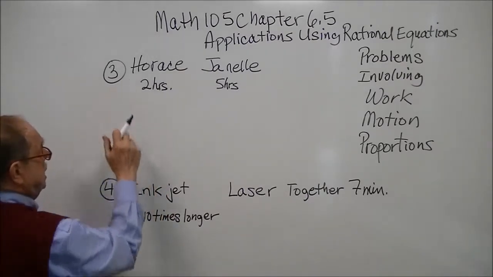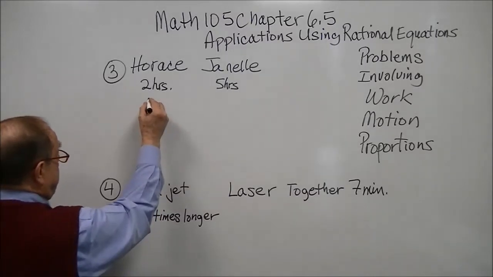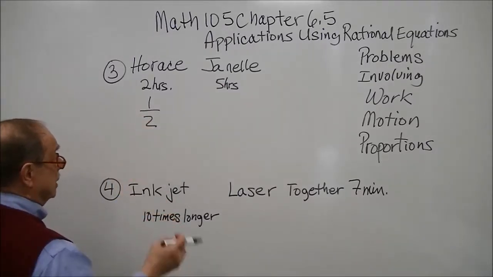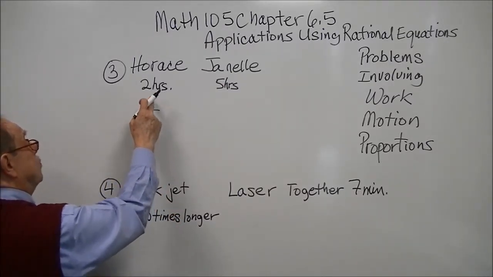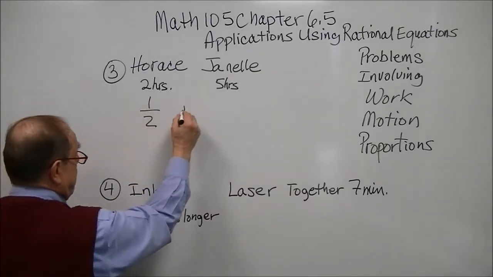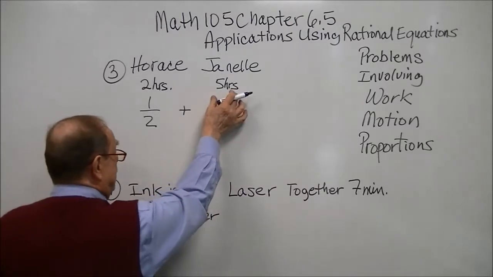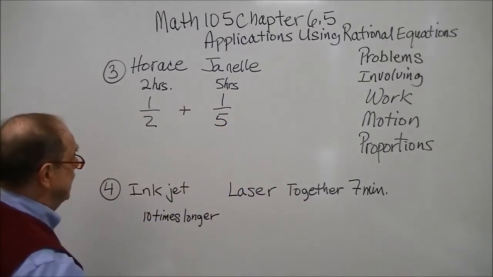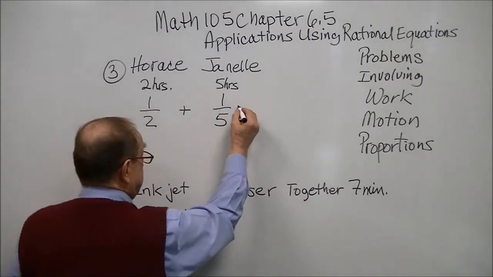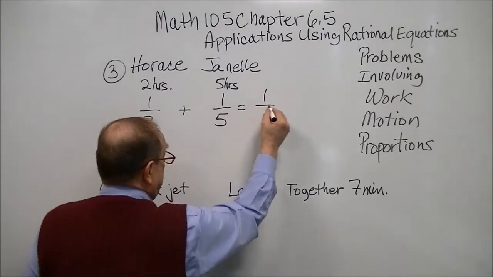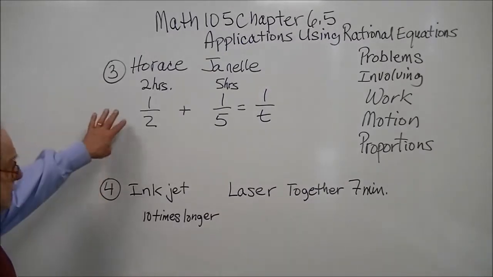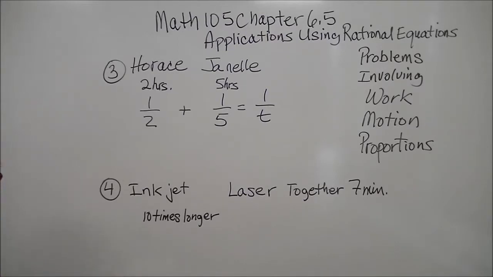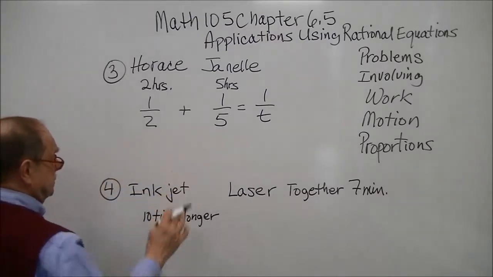What is Horace's rate per hour? Well, he can get 1/2 of the job done per hour. Since it's 2 hours, his rate is 1/2. Janelle's rate is 5 hours, so her rate per hour is going to be 1/5. And together, we don't know that. It's going to be 1/T. This is the one I'm comfortable with, and you'll see it can become the other one very easily. So let's just do this one.